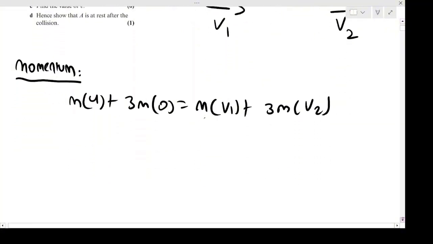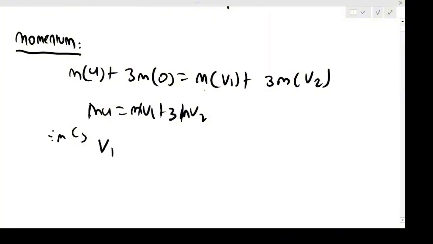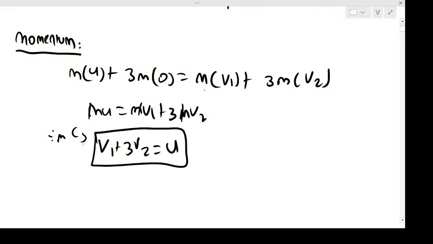So we can simplify this. So we're going to get mu equals mv1 add 3mv2. But of course, we can divide by the m, cancel all the m's out. So then we can say v1 add 3v2 equals u. Okay, and that's my first equation.